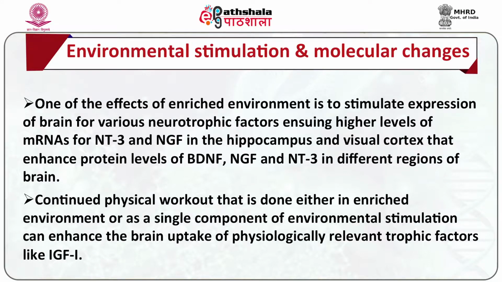One of the effects of an enriched environment is that it stimulates the brain's expression of several neurotrophic factors, resulting in increased levels of mRNAs for NGF as well as NT3 in the hippocampus and visual cortex, which enhance protein levels of NGF, BDNF and NT3 in different regions of the brain. Moreover, enriched environment raises hippocampal phosphorylation of CREB, which is known to regulate expression of BDNF.